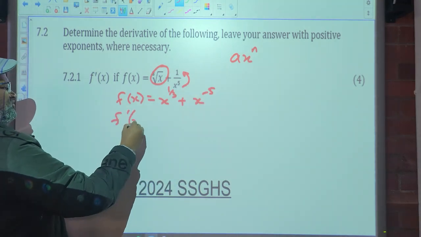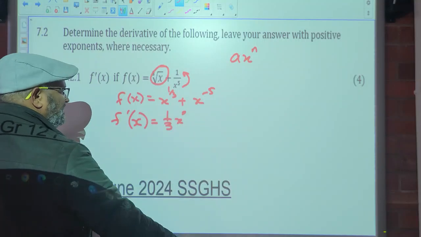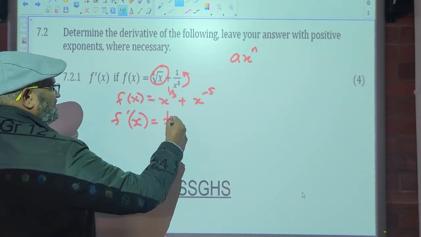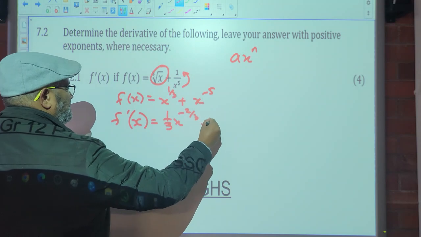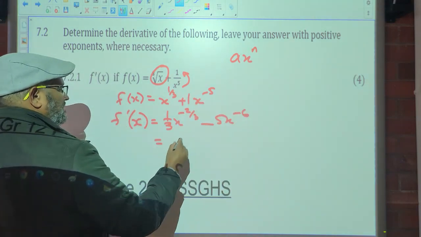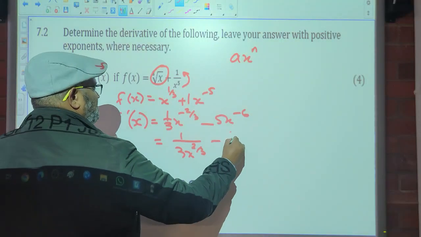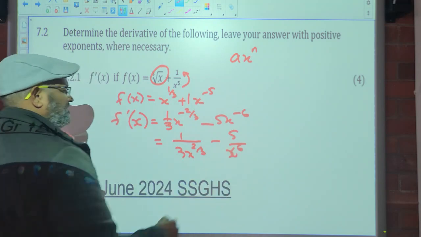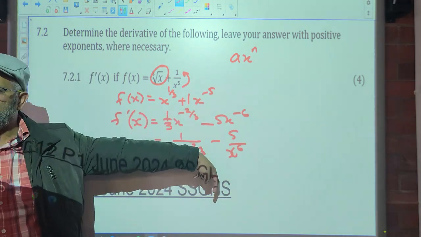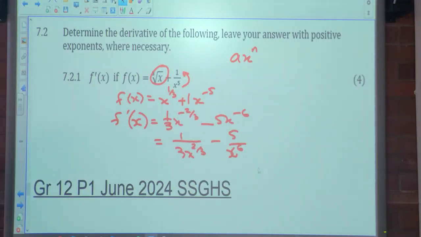Apply the derivative now. So f prime x equals one third x, if I subtract 1 from that exponent, I now get minus 2/3. Negative 5 times 1 is negative 5, minus 1 is negative 6. Bring that down, so it's 1 over 3x to the 2/3 minus 5 over x to the 6. Don't take the 5 down as well. That is only on the x. Any confusion there?